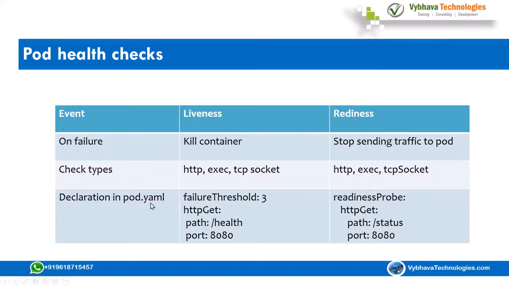Declaration in pod YAML or deployment. It's not necessary only pod. So what we are going to have in that YAML file: failure threshold 3 and HTTP GET. This is a section where you're going to have the path and port. So when you are connecting to the web application, we are checking that context, whether the application is healthy or not. So slash health is one of the examples.